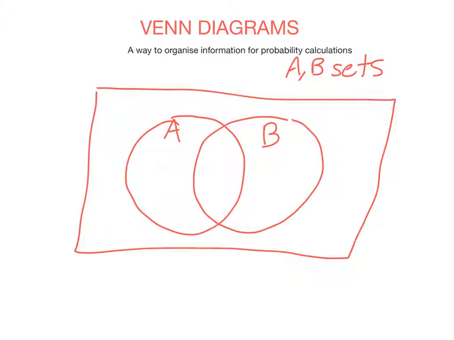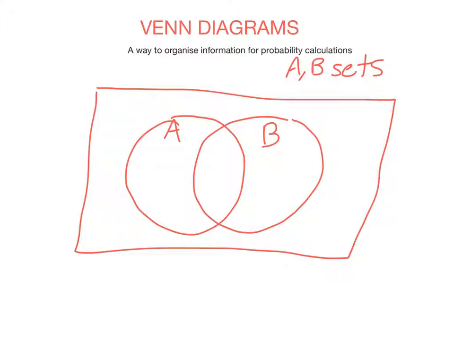Let's say, for example, I asked everybody in the class whether they like soccer, football, or both. A could be all the students who like soccer. B could be all the students who like football. And then outside of the Venn diagram will be students who like neither.